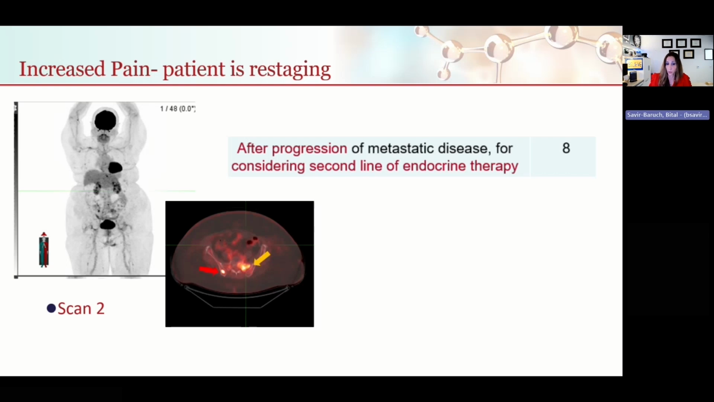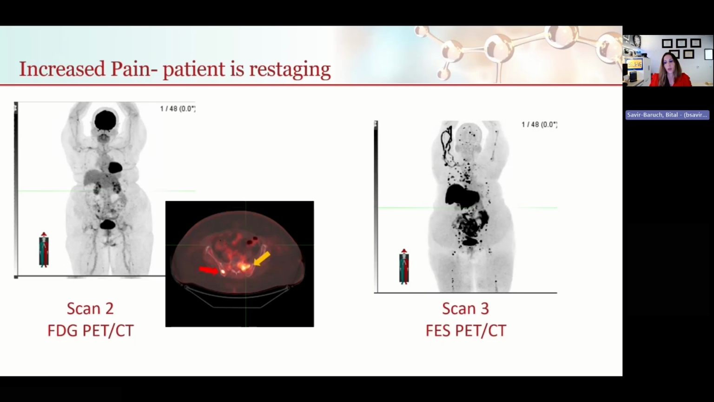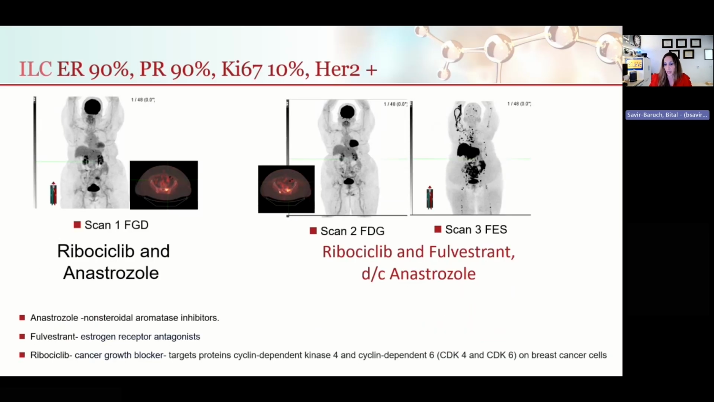Now she is eligible for FES PET-CT scan due to progression of metastatic disease, and she is being considered for second line of endocrine therapy, so FES PET-CT was ordered. The patient received the FES PET-CT scan, and you can again see that there are many more lesions compared to what was known on the FDG PET-CT scan. The patient now presented with multiple osseous lesions expressing estrogen receptor, and was eligible for second-line endocrine therapy, and her aromatase inhibitor was replaced by fulvestrant, which is an estrogen receptor antagonist.